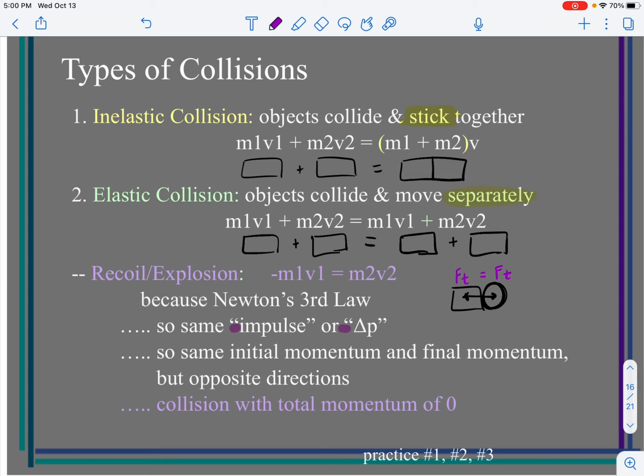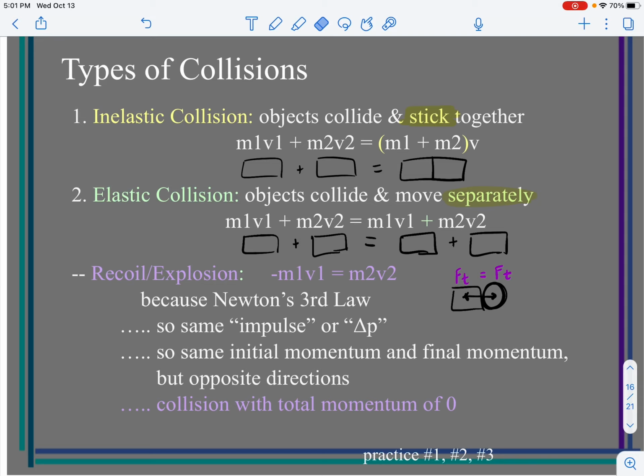And so there is my formula for impulse. So impulse is Ft. It is the same Ft for both, so the impulses are the same. Remember, impulse means change in momentum, so the change in momentums are the same. It says here that they're going to have the same initial and final momentums, but in opposite direction. And then it says that the total momentum for this type of collision is 0.